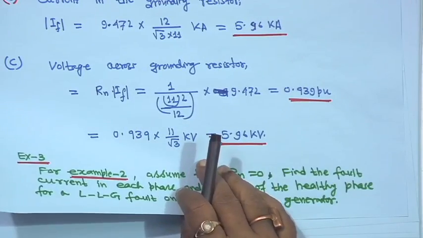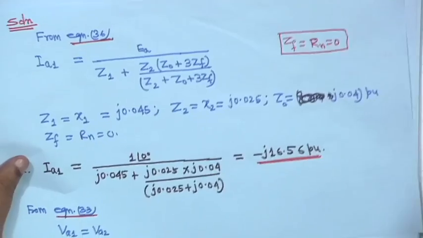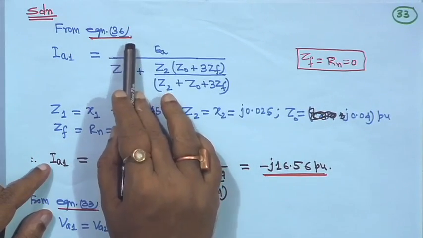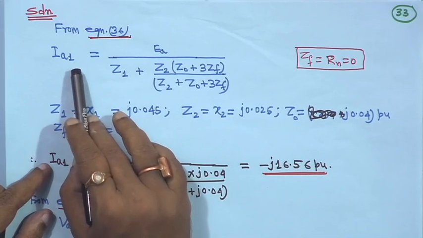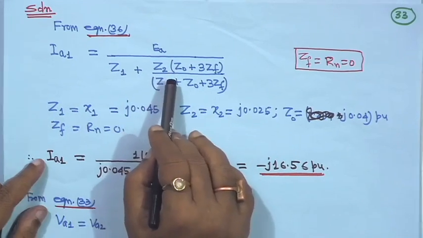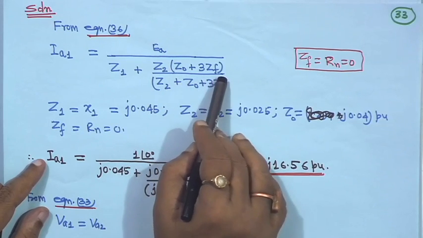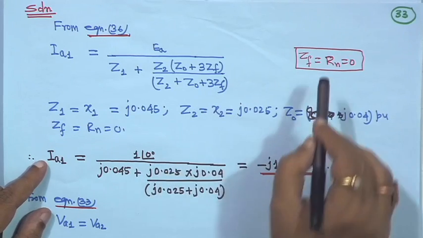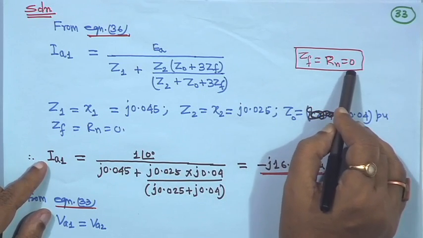So, same example, but double line to ground fault. In this case, from equation 36 for double line to ground fault, the expression of the positive sequence current I A 1 is equal to E A upon Z 1 plus Z 2 in bracket Z 0 plus 3 Z f, divided by Z 2 plus Z 0 plus 3 Z f. But in this case, Z f is equal to R n, which is equal to 0, as given.